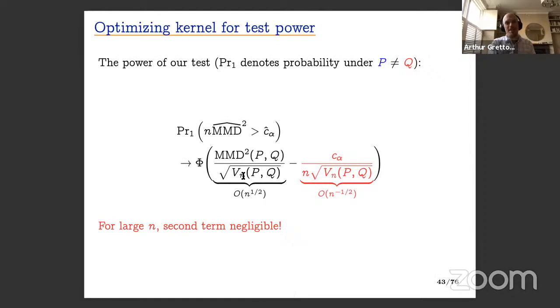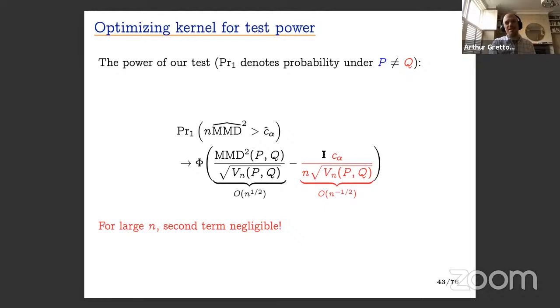remember that my variance is dropping as 1 on n. So the square root of variance is dropping as root n. 1 divided by the square root of variance is growing as root n. So this first term here is going to grow as root n. This second term here is going to shrink as root n, because I'm multiplying in the denominator by n. So if I've seen a reasonable number of samples, then this first term is going to be much bigger than this second term. So to a good approximation, I'm able to neglect this term here when I'm trying to choose the kernel that maximizes my test power, so maximizes the probability of being large.